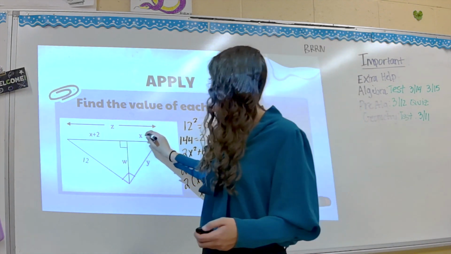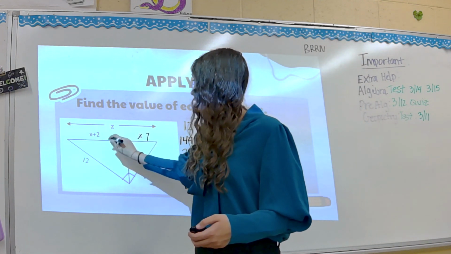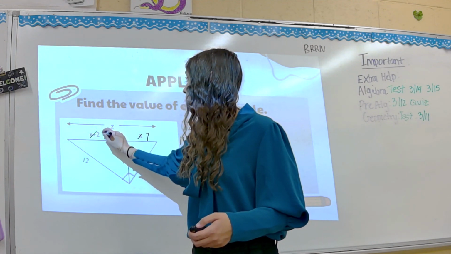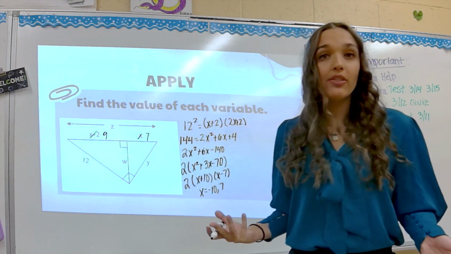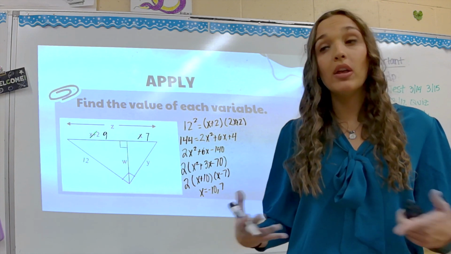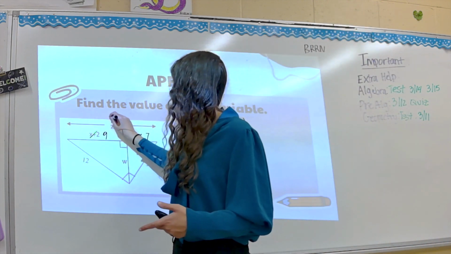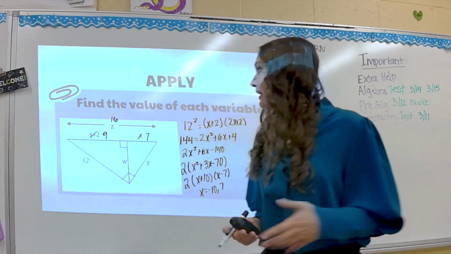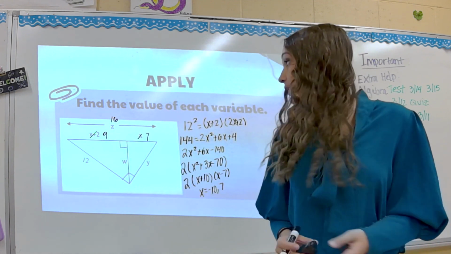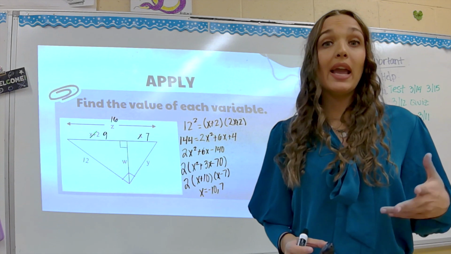So if I write this here, this is 7, this is 9. So I did 7 plus 2, which is 9. If I add those two up, my z is the total of the hypotenuse. So it's 9 plus 7, which is 16. All right, I am good to go now with finding those variables. Now I need to find the y and the w.